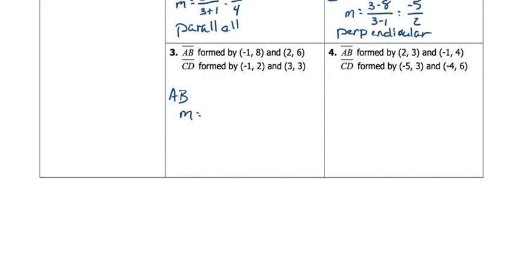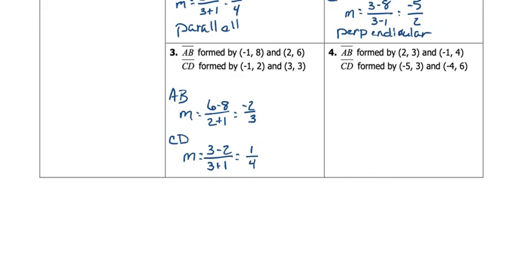I have 6 minus 8, and 2 minus negative 1 would be plus 1. So here my slope would be negative 2 over 3. I'm going to do the same thing for CD. My slope is 3 subtract 2, y2 minus y1 over x2 minus x1. So 3 minus a negative is a positive, so plus 1. I would have 1 over 4.